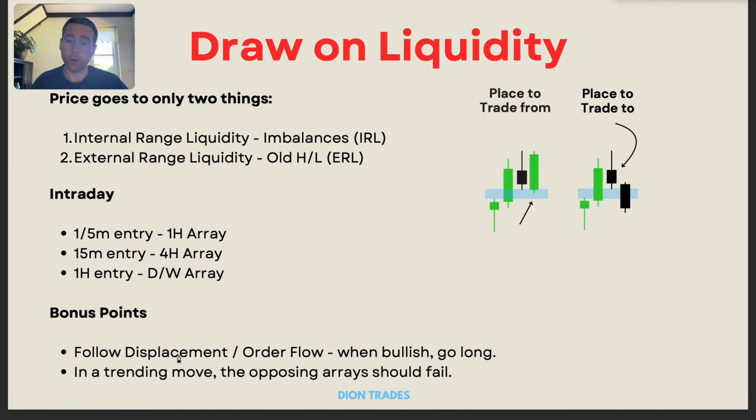Bonus points is follow displacement and order flow. When bullish, go long. When bearish, go short. So if you are trending on a higher time frame, try not to short that. Just wait for the retracements. Same for bearish. Wait for the retracements and go short. In a trending move, the opposing arrays should fail.